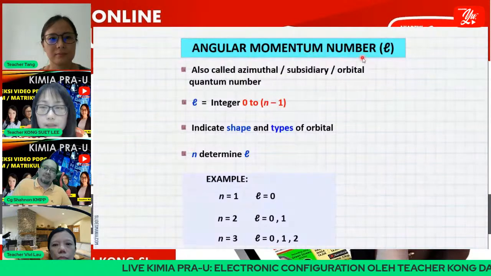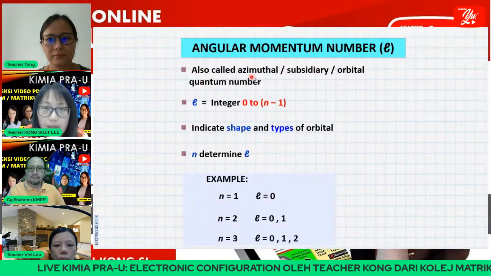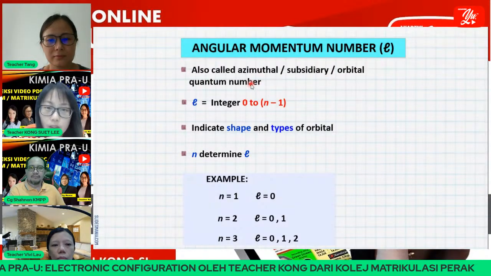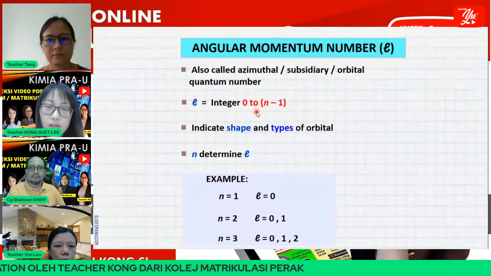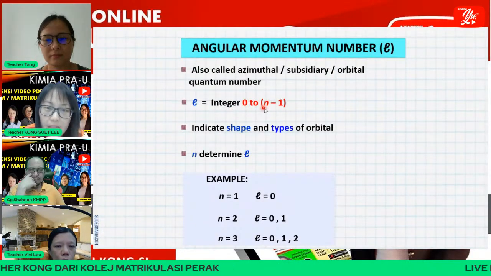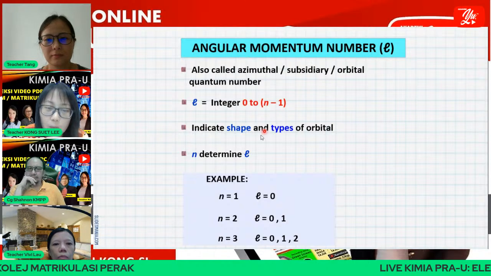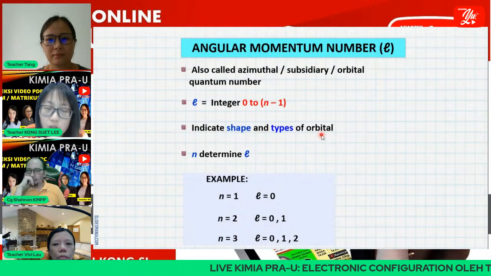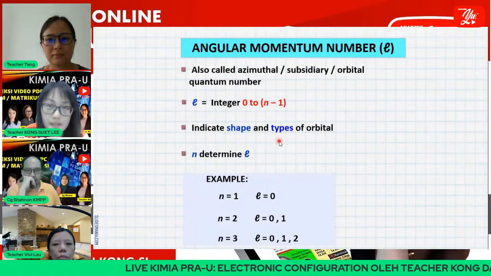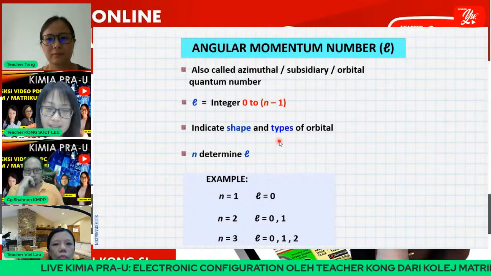For the angular momentum quantum number, it has a lot of names: azimuthal, subsidiary, orbital quantum number. How to determine the value of l? It depends on n. It's from 0 to n minus 1. The function of angular momentum is to determine the shape and type of orbital. So as we know, there are s subshell, f subshell, p subshell, and d subshell.